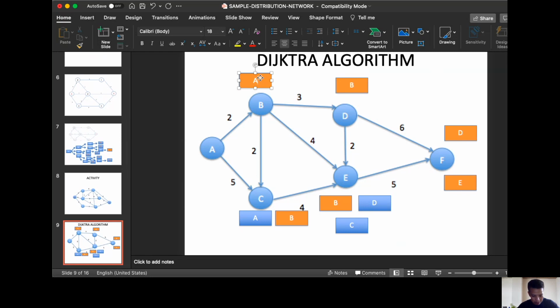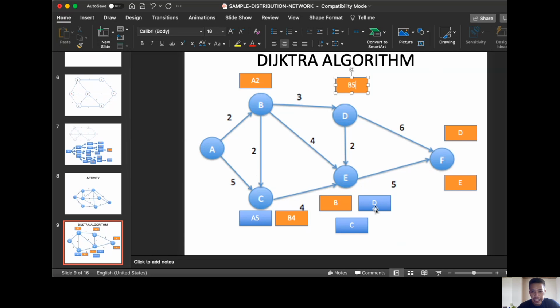First, let's take a look at the route of A going to B. This will be 2. And then let's take a look at C. A to C, that's 5. And then the arrow coming from B, that's 2. You just add it. 2 plus 2, this will be 4. Now, let's go to D. Going to D, there is only 1. So 2 plus 3, this is 5.